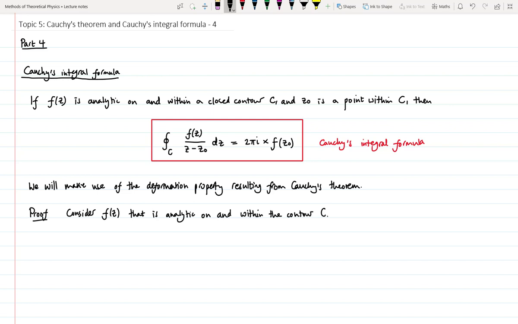Let's draw a picture. We have real and imaginary axes. And we might have a contour that looks something like this, traversed in the positive anti-clockwise sense by convention.